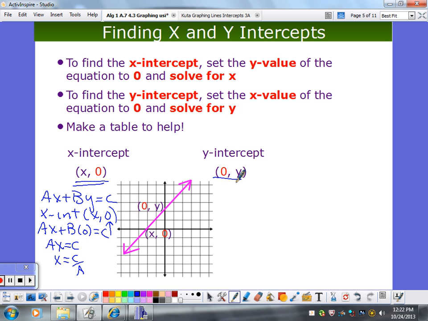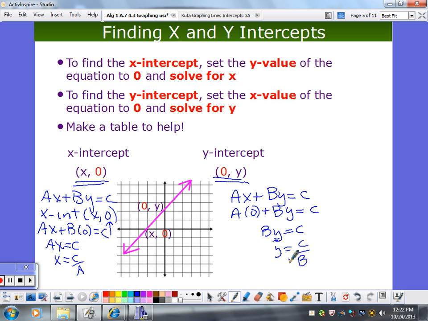Same thing with a y-intercept. Which value is 0? The x value is 0. So if I'm looking at a generic form, I would plug a 0 in for x. I already know half of the coordinate. So that kind of goes away, and then I can solve this thing for y. Don't worry about this part so much yet. The important part is when x is 0, I plug in the 0 to solve for y, and when y is 0, I plug that in and solve for x.